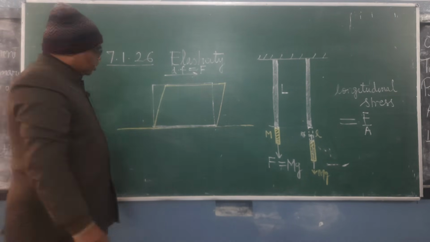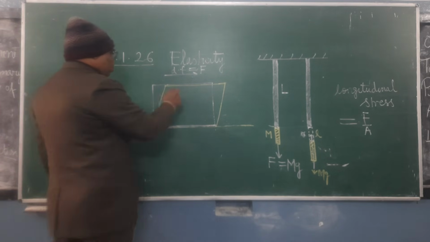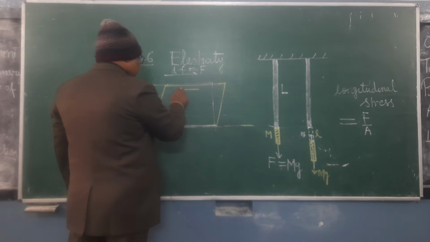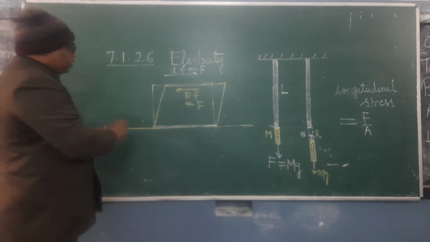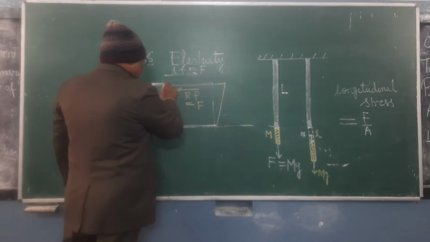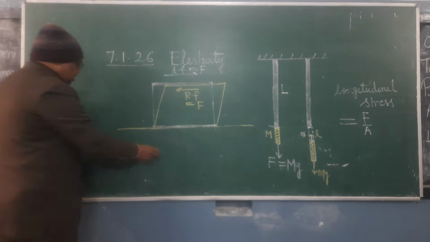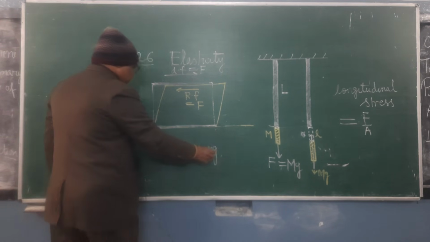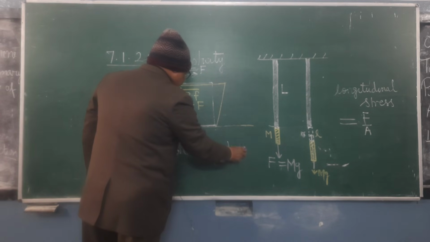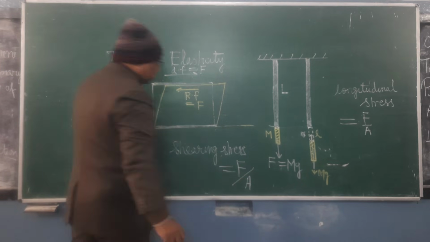So you can see here, what will be the stress? Force F is acting. So what will be the restoring force? The restoring force will act in this direction, and that will also be equal to F within the limit of elasticity. If we assume the area of this top surface as A, then the shearing stress will be equal to F upon A, the restoring force acting per unit area of cross section.